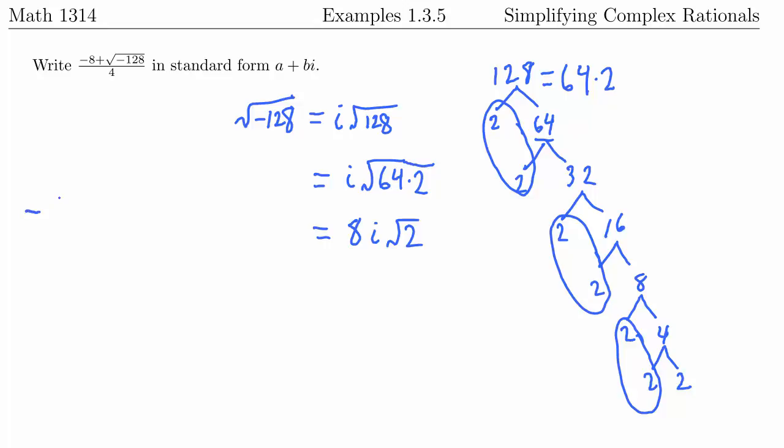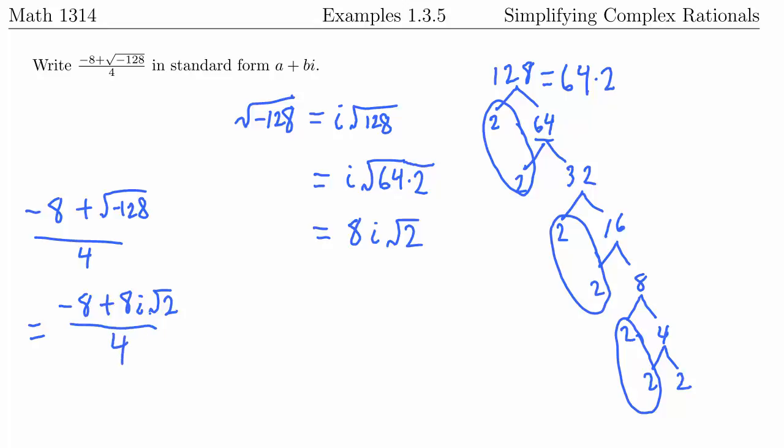So that gives me -8 plus the square root of -128 all over 4. That has to equal -8 plus 8i times the square root of 2 all over 4. Look at this 8, and this 4. There is a common factor with all three terms. What is it? If you said 4, you're correct.